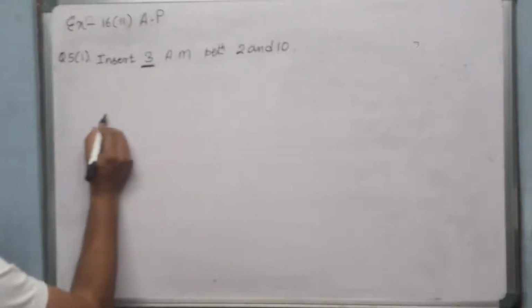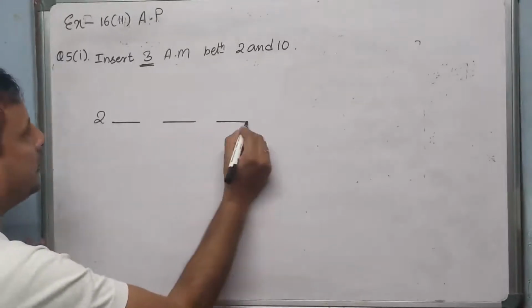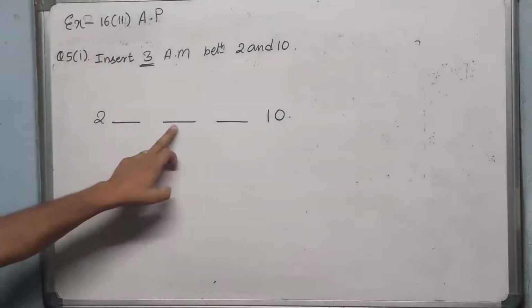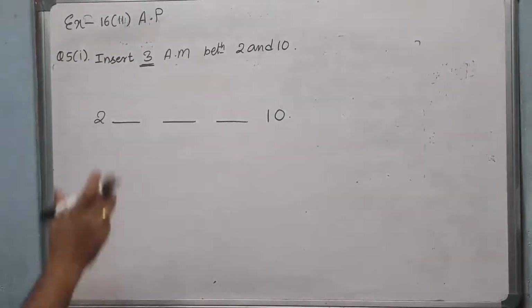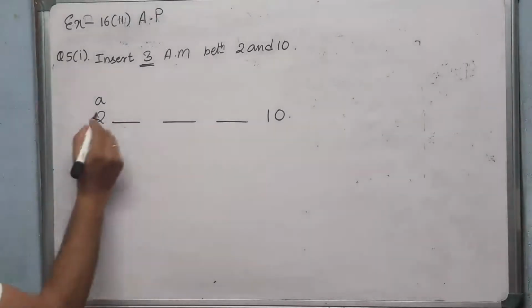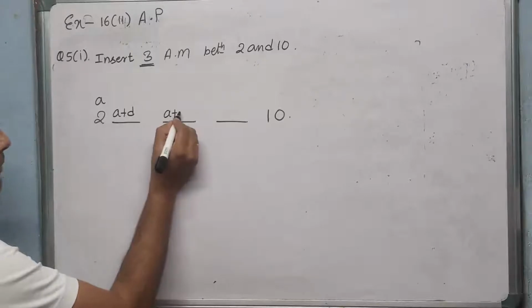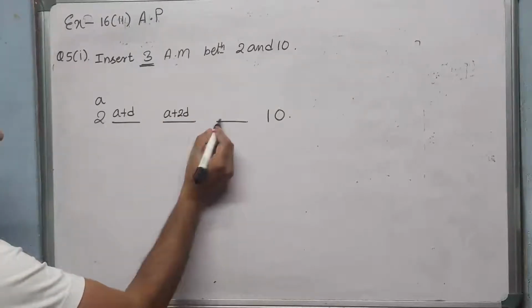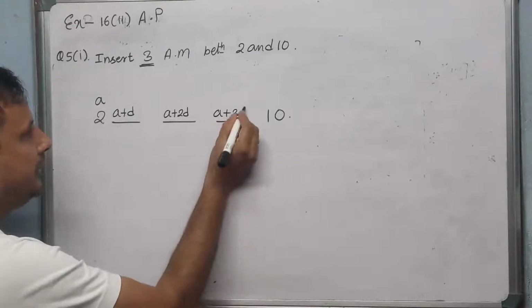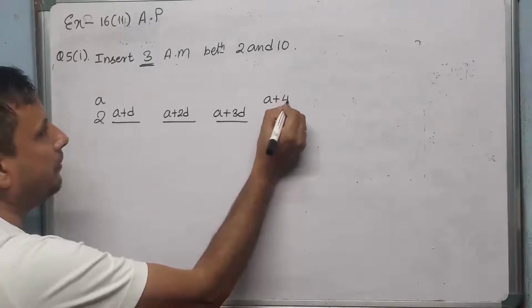3. That means I'll write 2, then 3 blanks, and then 10. These are the arithmetic means. Now I'll represent these with the AP series. The first term is a, the second term is a plus d, the third term is a plus 2d, the fourth term is a plus 3d, and the last term is a plus 4d.